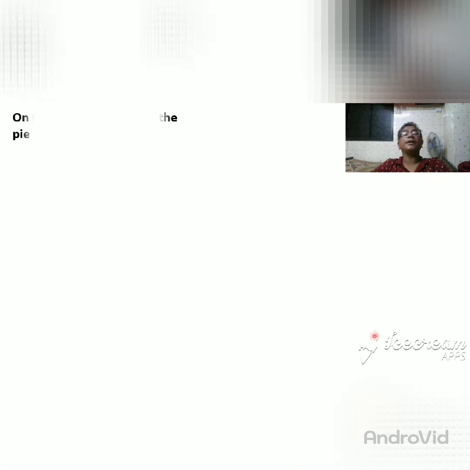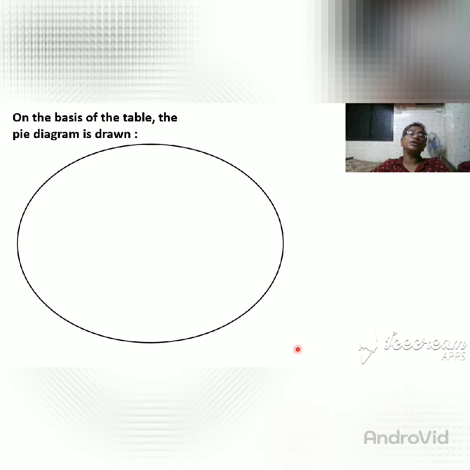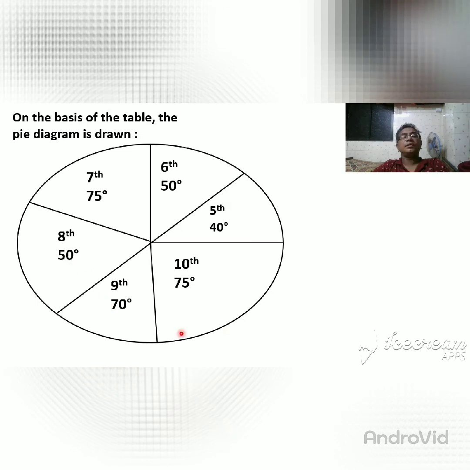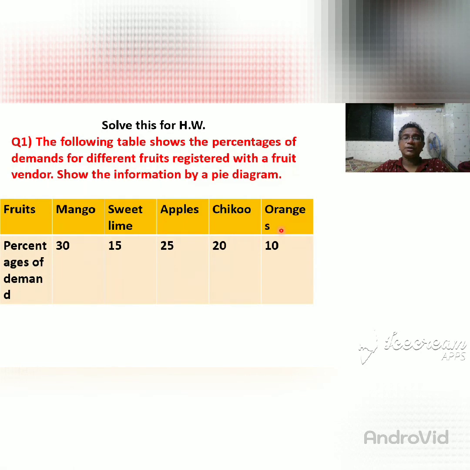Then we can draw the pie diagram. So first we draw a circle of 3 centimeter or 4 centimeter radius. Then we can make an angle here, in such a way. So this is the angle made. This is 7th standard 75 degrees. Then 6th standard 50 degrees. Then another is the 5th standard 40 degrees. Then another is the 10th standard 75 degrees, as we calculated in the table. Then 9th standard 70 degrees, 8th standard 50 degrees. In such a way we have completed this pie diagram. Okay, we have seen the three problems. I hope that you understand these three problems.